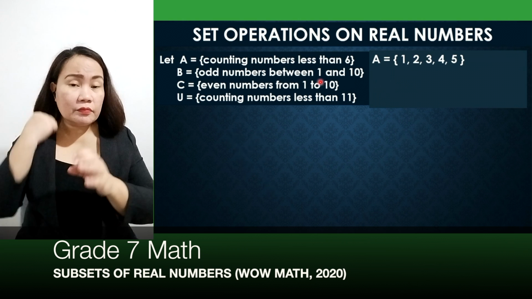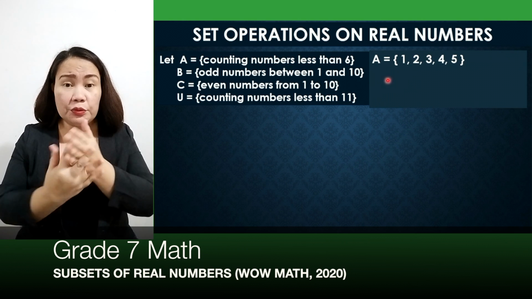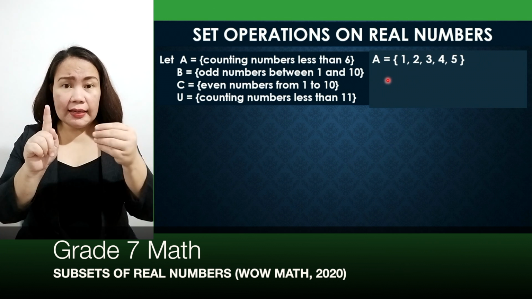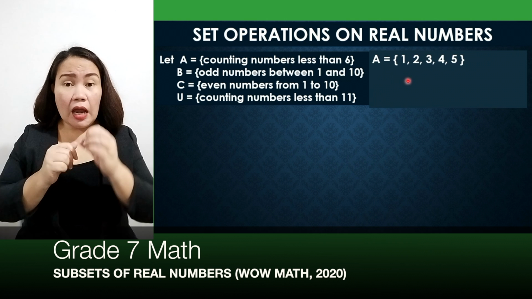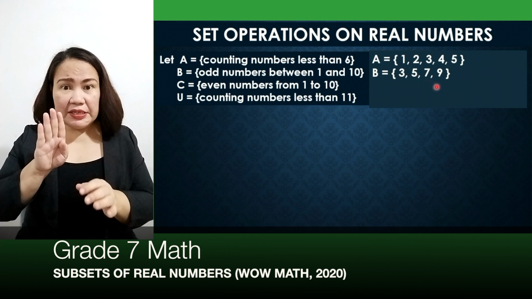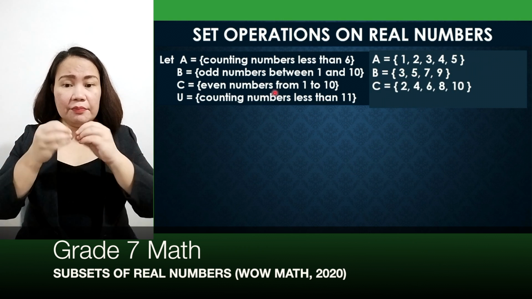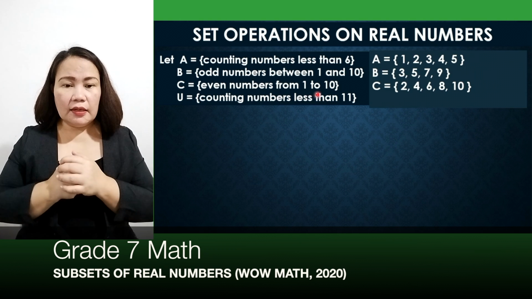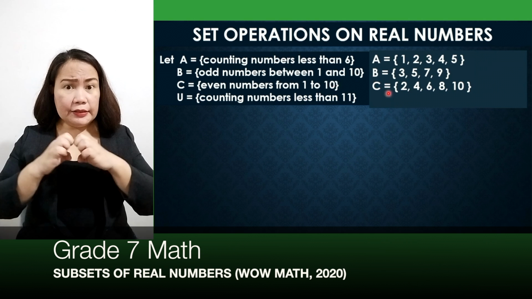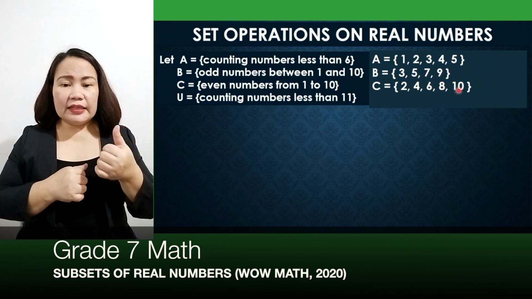Okay? So, let's have set B. So, set B, odd numbers between 1 and 10. So, ano yung mga odd numbers? What are those numbers o odd numbers between? Nasa gitna ng 1 and 10. So, we have 3, 5, 7, 9. Okay, let's have set C. So, set C, even numbers from 1 to 10. So, even numbers from 1 to 10. So, simula sa 1 hanggang 10, what are the even numbers? So, we have 2, 4, 6, 8, 10.